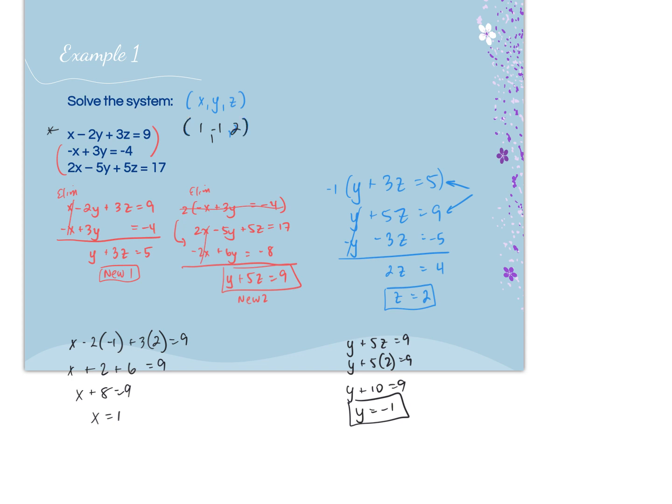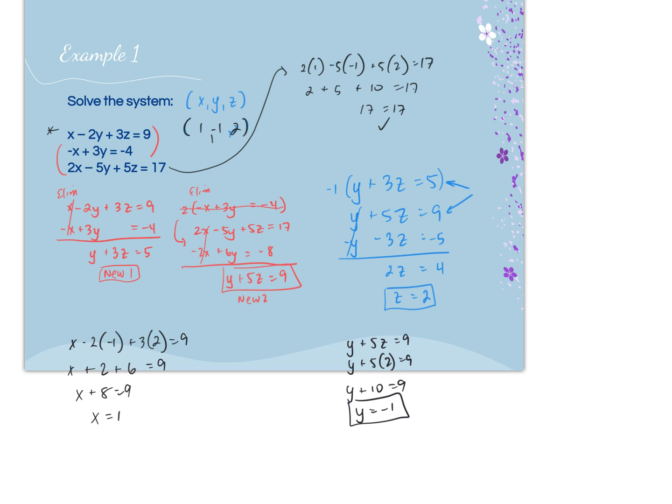And if you want to double check that, you can plug it into any of the other two. So I'll try this one to just ensure it. So 2 times x, which is 1, minus 5 times negative 1, which is y, plus 5 times 2, which is z, should equal 17. 2 plus 5 plus 10 is 17. 17 equals 17, and it works. And so again, that's how you solve it. It's long, it's tedious, but it's completely doable and actually quite simple.